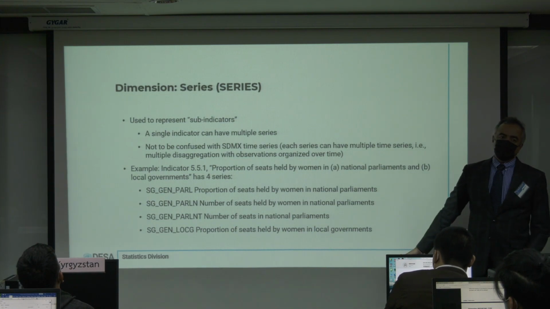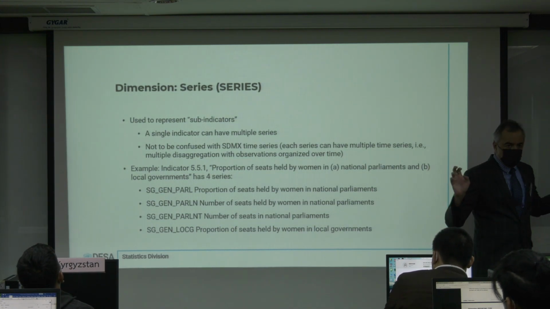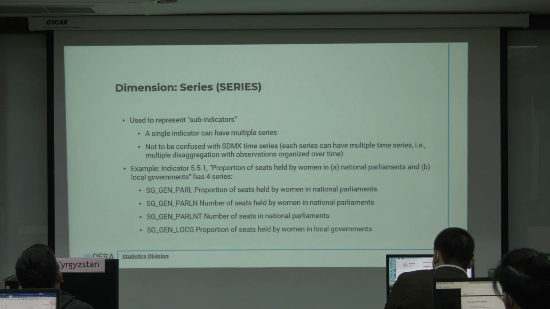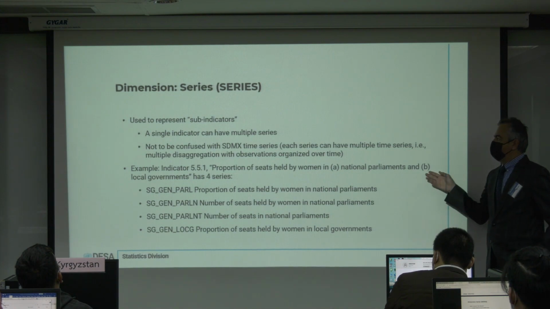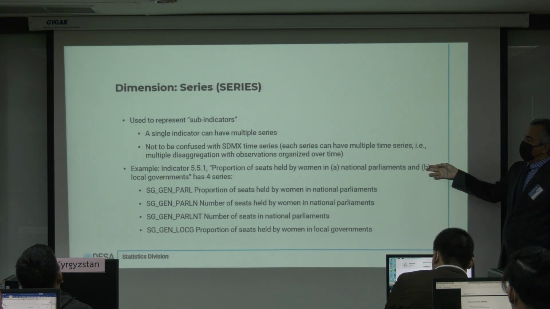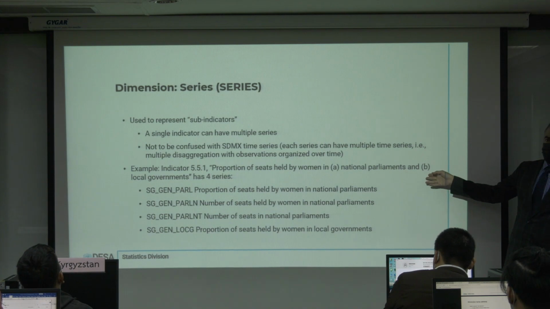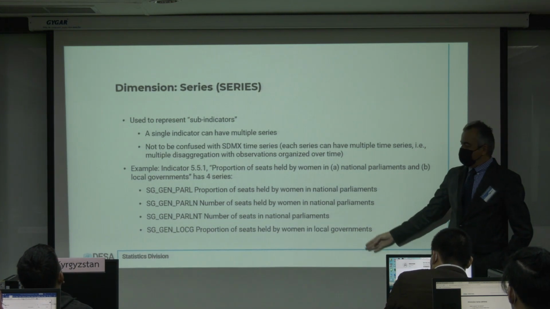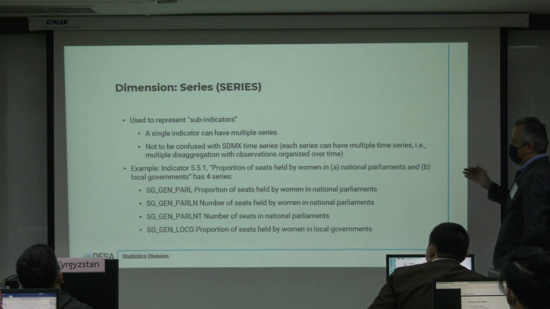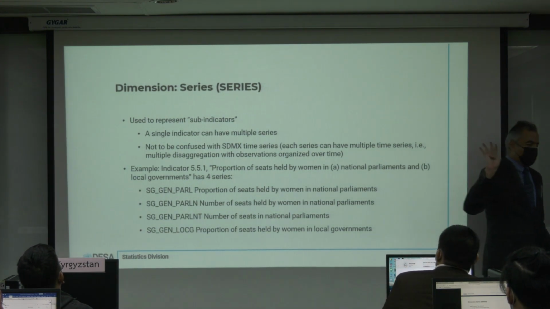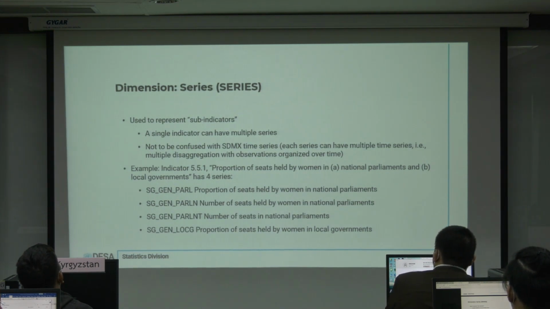Series, we have already talked about it during the exercise. It's a sub-indicator, which is why this term is used instead of the indicator. And a single SDG indicator can cover several series. For example, if you look at 5.5.1, proportion of seats held by women in national parliaments, you will see that it's got 4 series. Right? So in this case, the indicator is an umbrella for 4 series. Any questions? Please don't hesitate to interrupt.